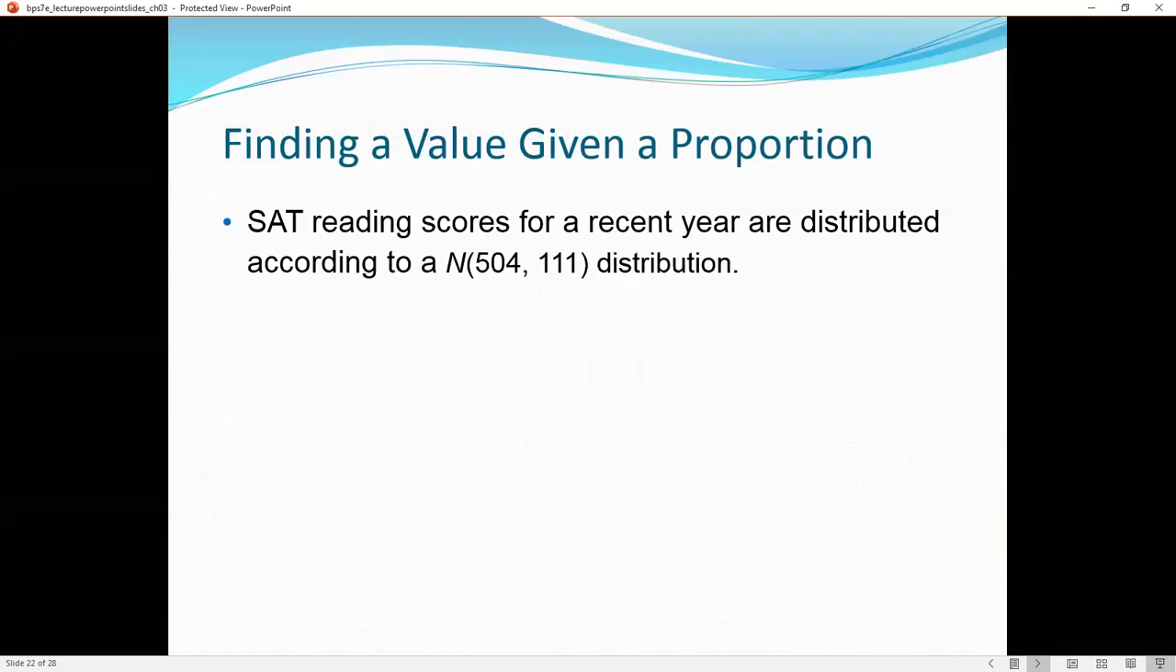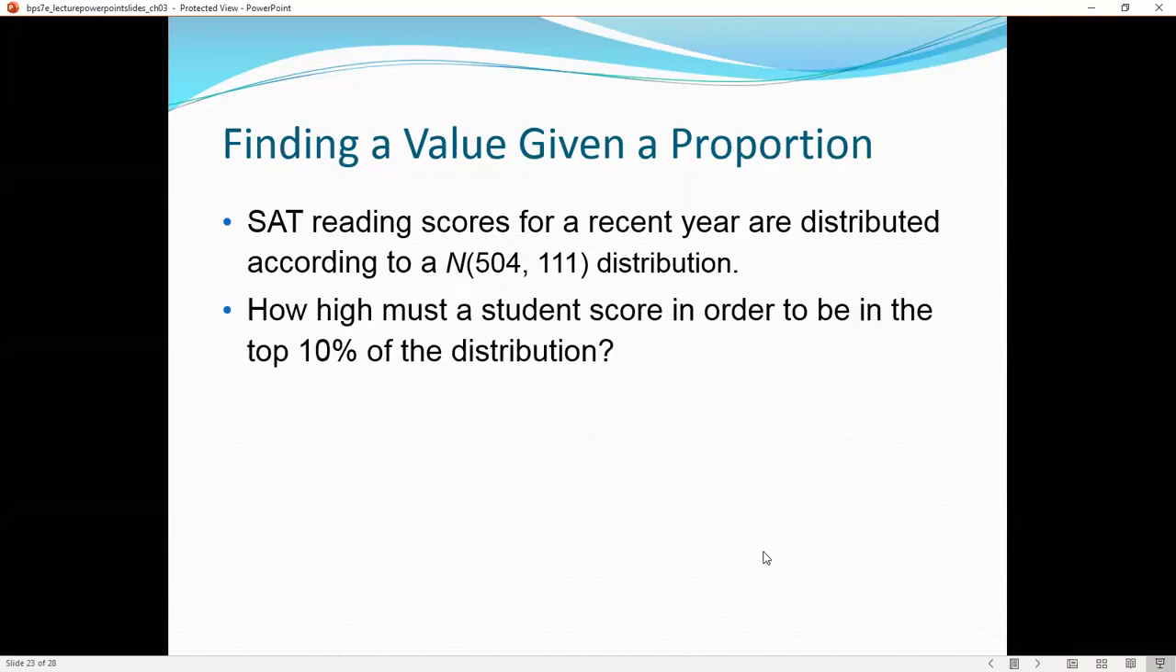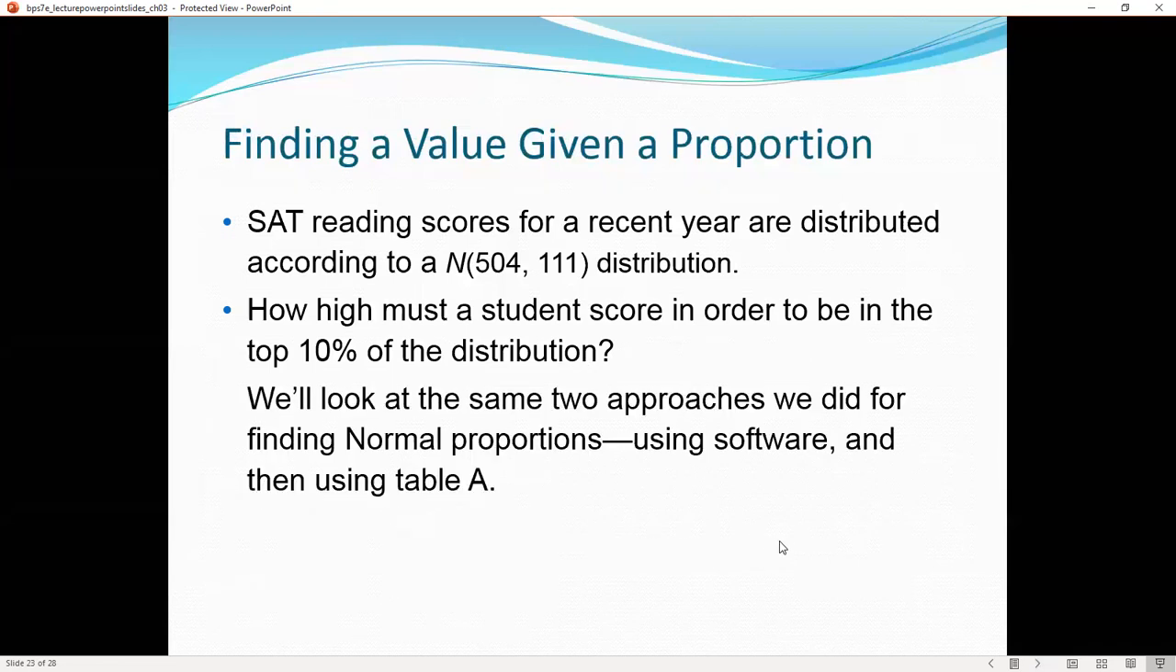Find the value given a proportion. So that would be working the problem in reverse. SAT reading scores for a recent year are distributed according to a normal distribution where the mean is 504, and the standard deviation is 111. How high must a student score in order to be in the top 10% of the distribution?